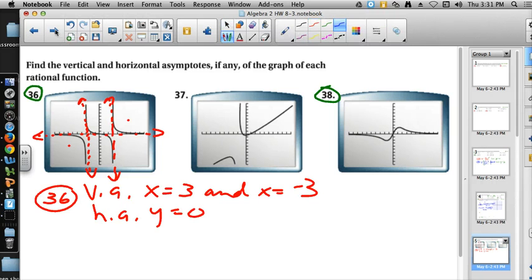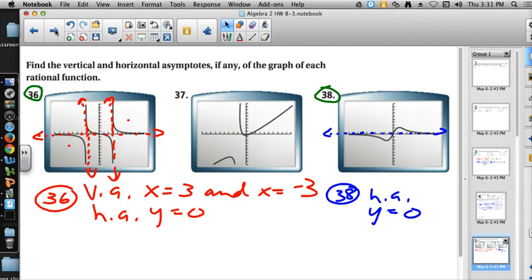Then, number 38, there isn't going to be a vertical asymptote. There are no breaks in this graph where I could say it looks like there should be a vertical asymptote. But notice how it's symmetric across the x-axis there. So that's an indicator that we would have a horizontal asymptote of y equals 0 for that problem.